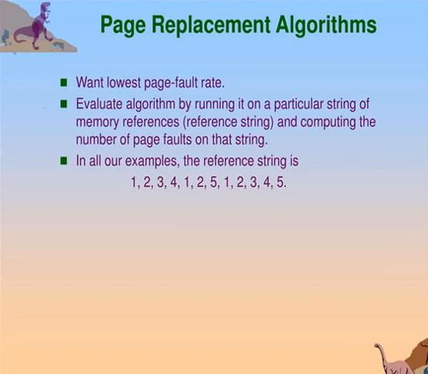We must solve two major problems to implement demand paging. We must develop a frame allocation algorithm and a page replacement algorithm. If we have multiple processes in memory, we must decide how many frames to allocate to each process. Further, when page replacement is required, we must select the frames that are to be replaced.